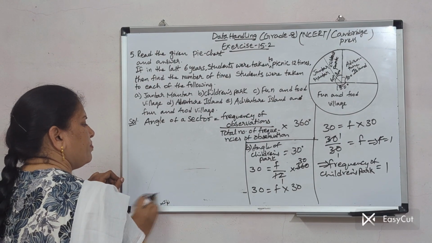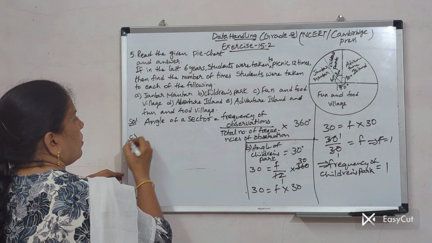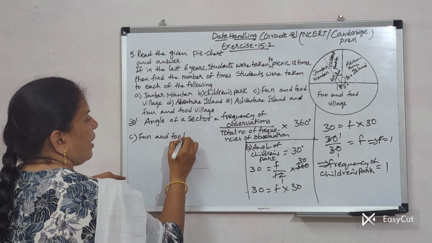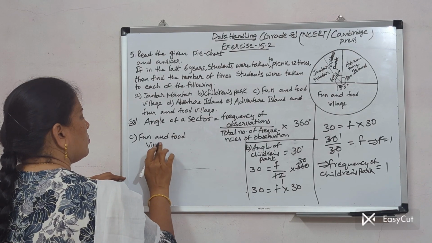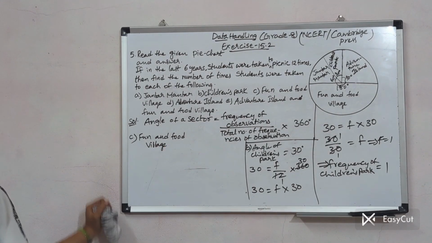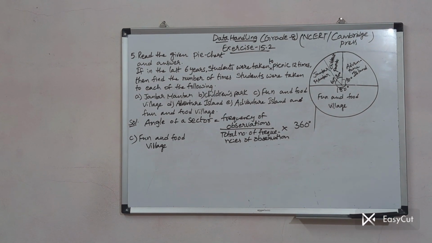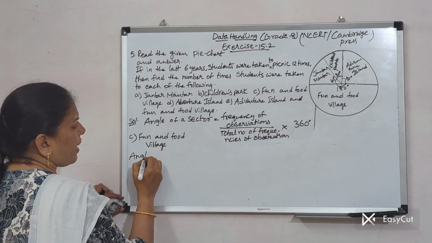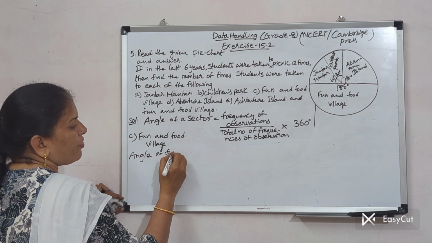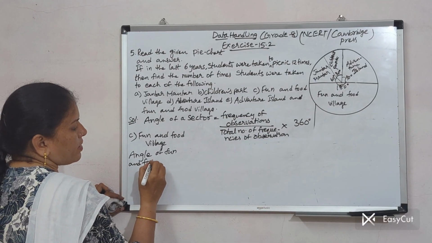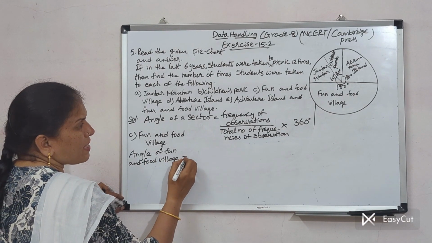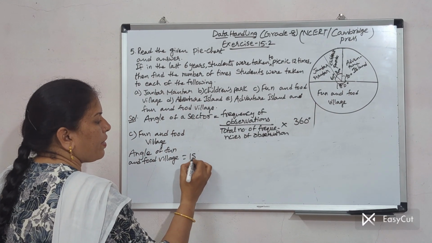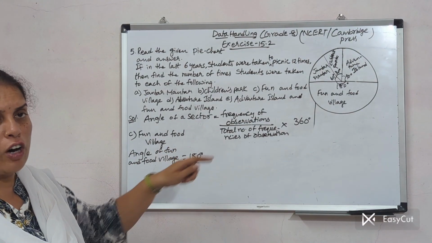Same like that, C question. What is C question? Fun and food village. Same like that, fun and food village. See here, angle of fun and food village. All of you see here, what is the angle of fun and food village? This is the angle. How many degrees? 180 degrees. Substitute in the same formula.